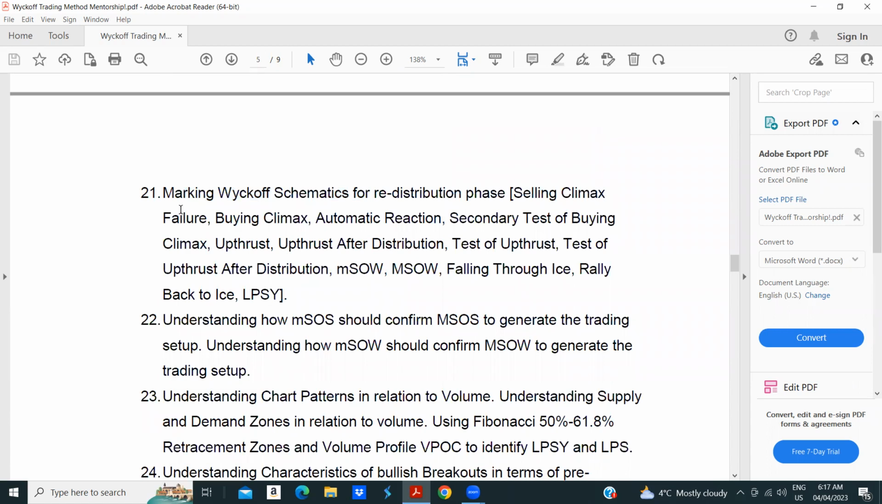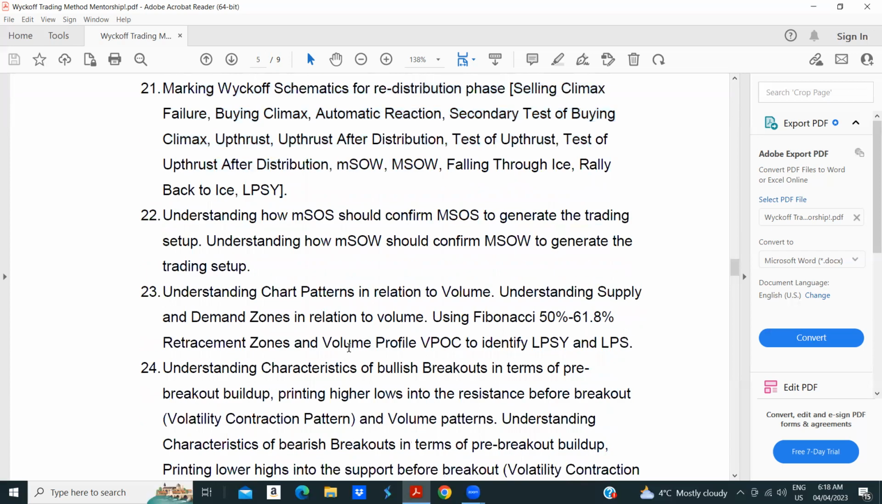Okay, and lastly, we will also mark the Wyckoff semantics for the redistribution phases, like selling climax failure, buying climax, automatic reaction, secondary test of buying climax, upthrust after distribution, test of upthrust after distribution, minor sign of weakness, major sign of weakness, falling through ice, rally back to ice, and LPSY.